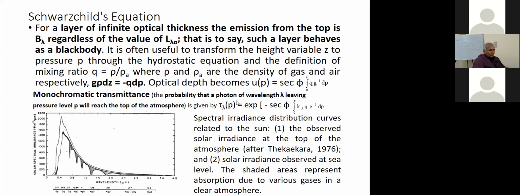Okay. So monochromatic transmittance is defined as the probability that a photon of wavelength lambda leaving the pressure level P will reach the top of the atmosphere. This transmittance is given by the exponential of this. So this is nothing but the exponential of minus the optical depth, in terms of pressure coordinates.